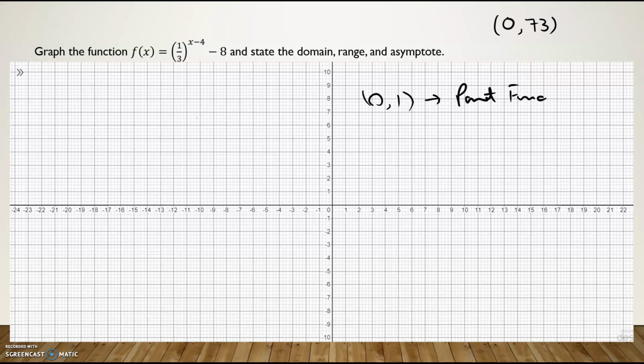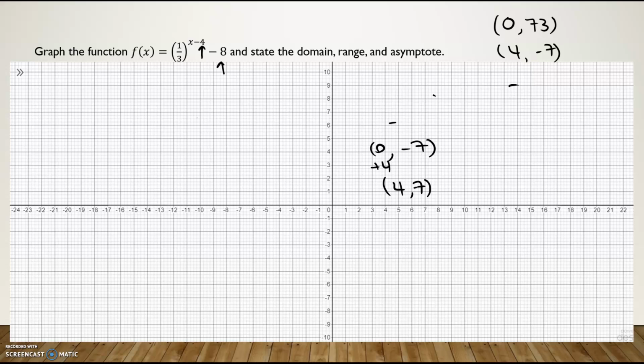Now what happened was we scooted down 8 units, so I'm going to subtract 8 from the y value. So that'll be (0, -7). And then we move to the right by 4 units, so I'm going to add 4. So (4, -7) would be another key point that we have.